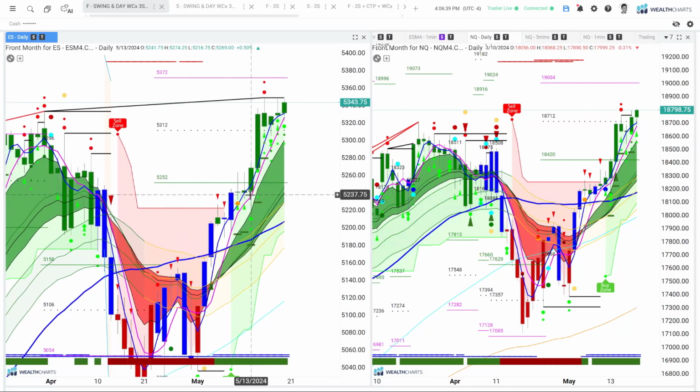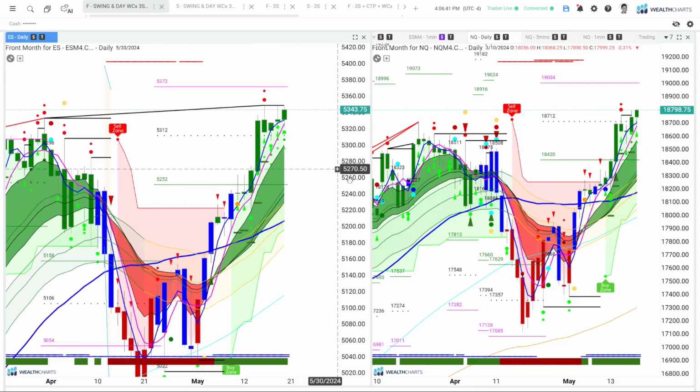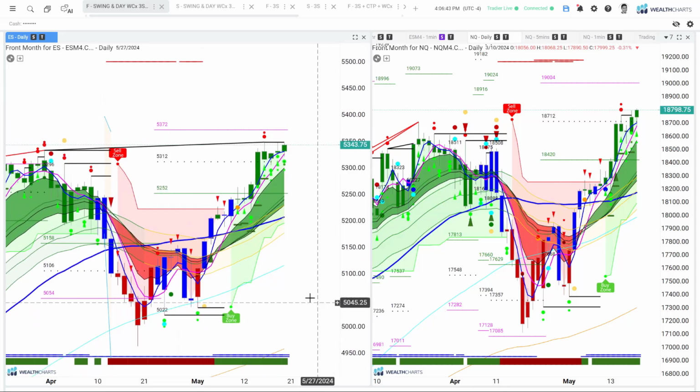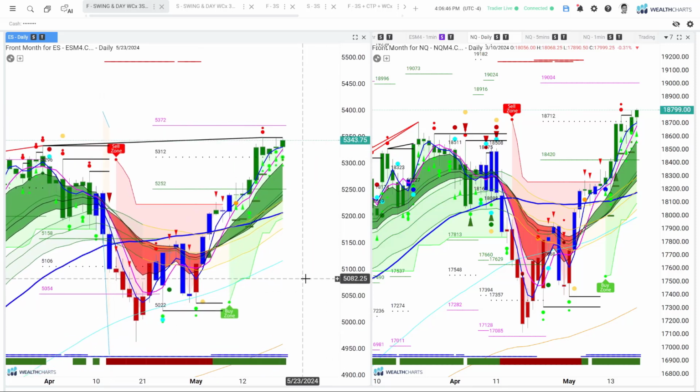However, tomorrow we've got several events. We've got the 20-year U.S. Treasury auction, where we're going to get results at 1 p.m. Eastern Time. We've got the FOMC meeting minutes, and we've got, of course, NVIDIA's earnings after the bell.